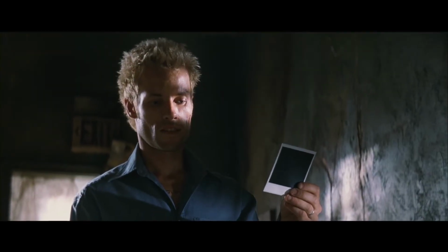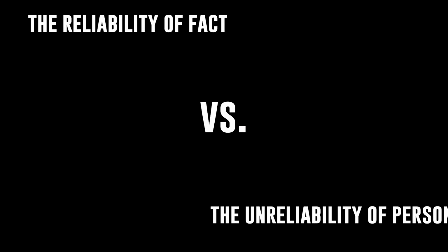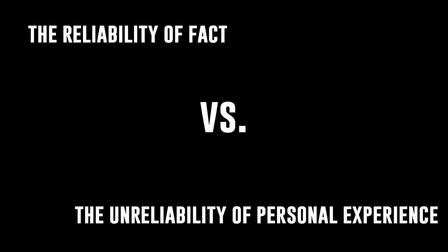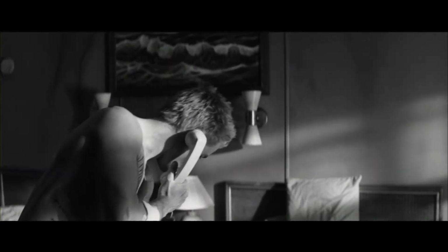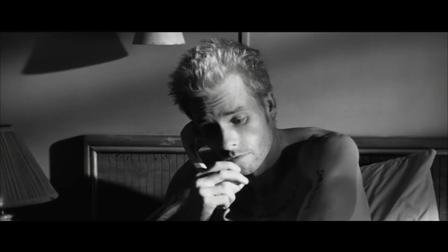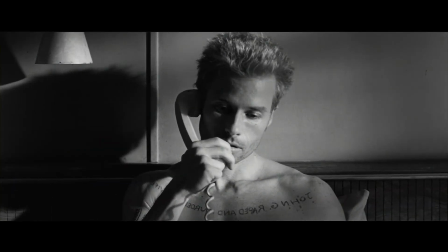The purpose of this structure is to showcase to us the reliability of fact and the unreliability of personal experience. The black and white scenes are much more objective. They're filmed in black and white, symbolizing how the situation is very much black and white, straightforward and factual. The linear order of the black and white scenes is dependable for the viewer. We can rely on what we're watching.